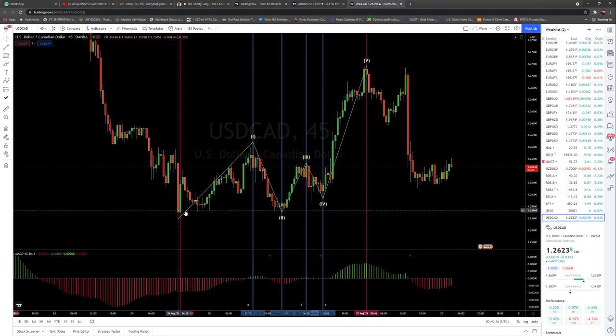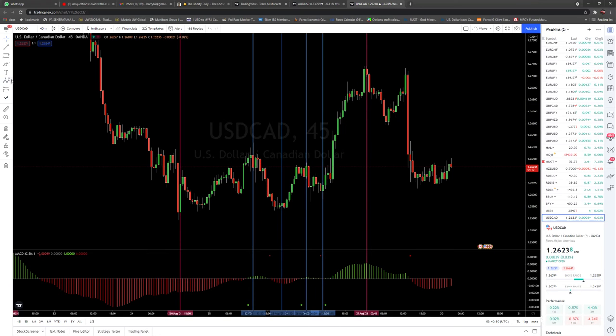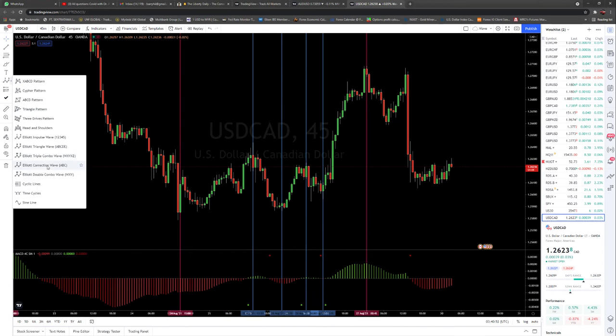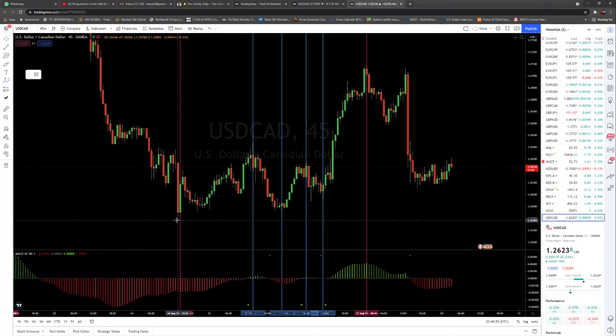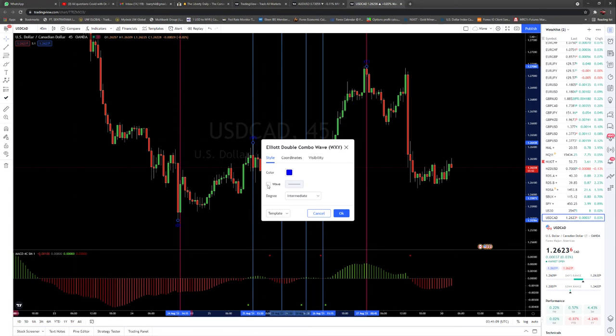You cannot have understanding structure, right? You cannot have a 1, 2, 3, 4, 5 like that. But what you can have is this. I think this looks more like a WXY. Is this here to here to here. Okay, wave.